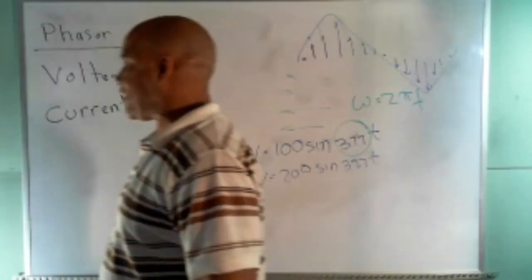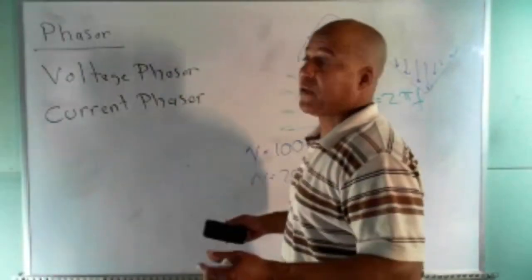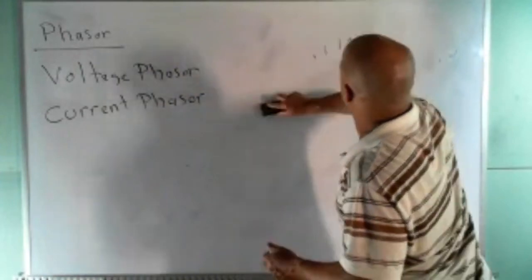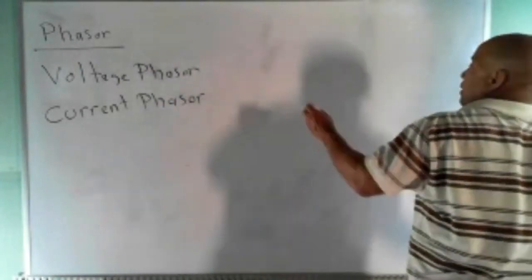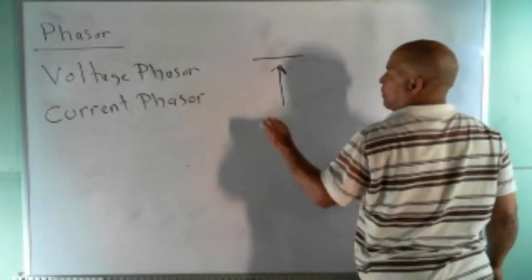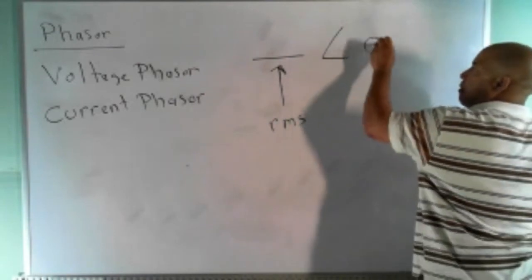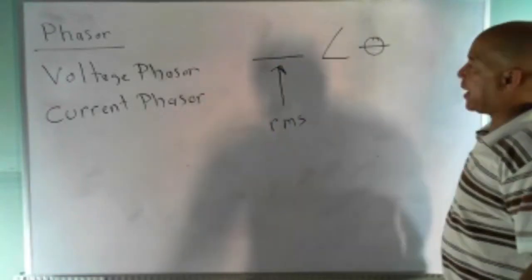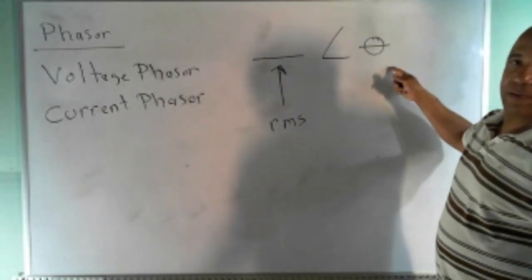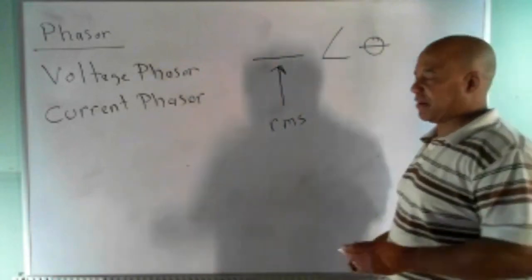To express a voltage in phasor form or current in phasor form is really simple. It consists of two pieces. You write the magnitude, but that value right there has got to be in RMS. And then you write the phase angle. Okay? The magnitude in RMS and the phase angle. Now, let me tell you a little bit more about this phase angle. I just thought about something that I didn't show you.